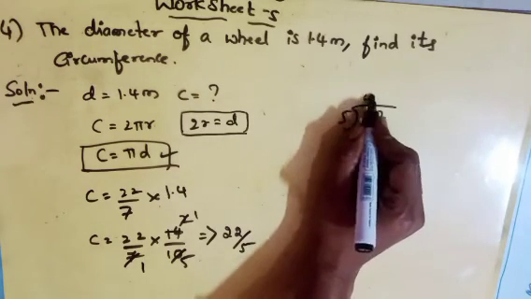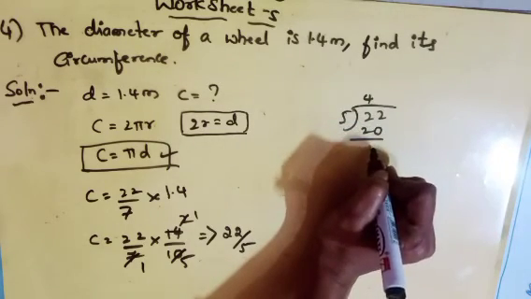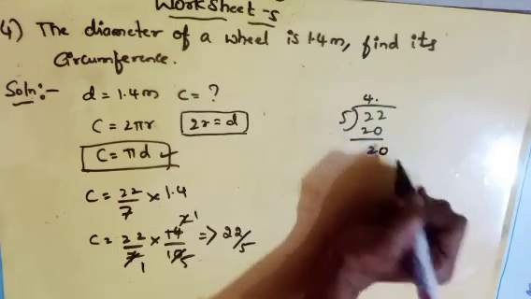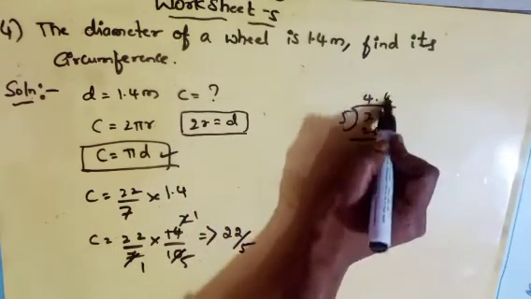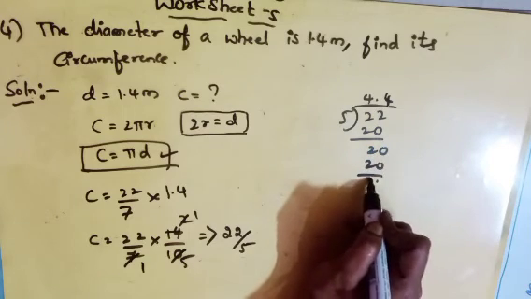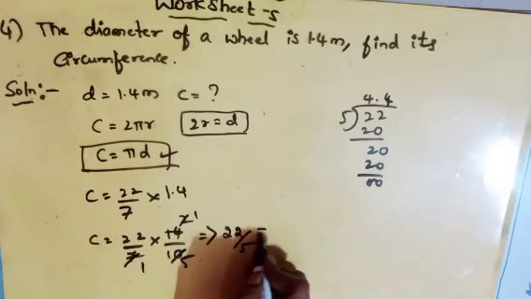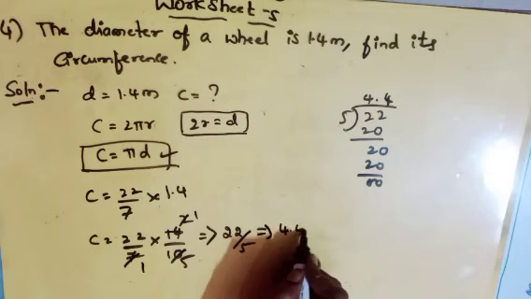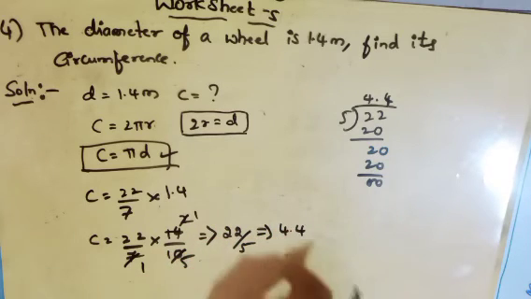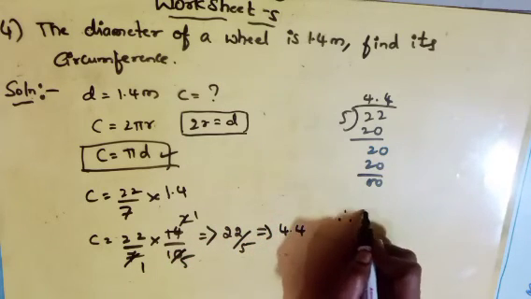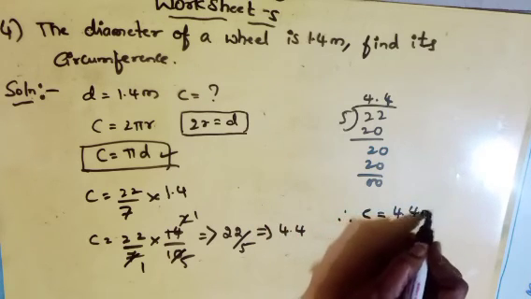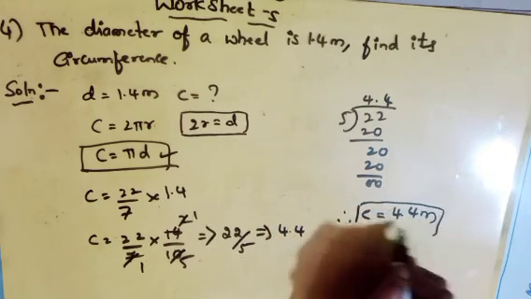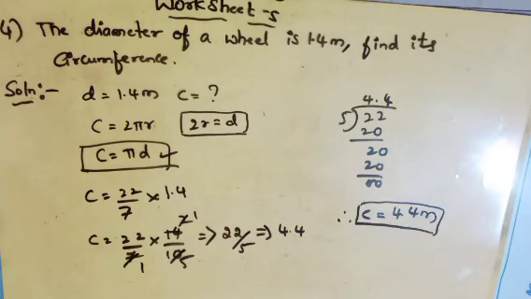5 4s are 20. Next 5 4s are 20. So what value did we get? 4.4. Therefore, the circumference of a circle is 4.4 meter. Next, let us solve the next one.